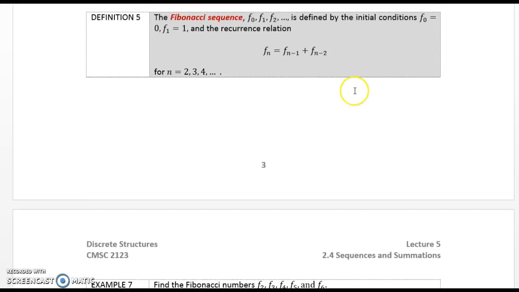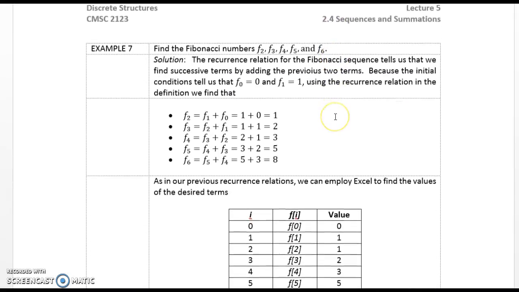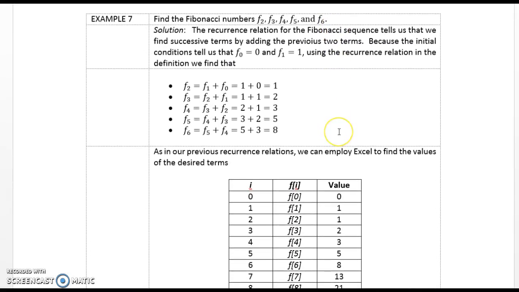Definition 5. The Fibonacci sequence, F0, F1, F2, and so on, is defined by the initial conditions F0 equals 0 and F1 equals 1, and the recurrence relation F sub n is equal to F sub n minus 1 plus F sub n minus 2 for n equal 2, 3, 4, and so on. Example 7. Find the Fibonacci numbers F2, 3, 4, 5, and 6.